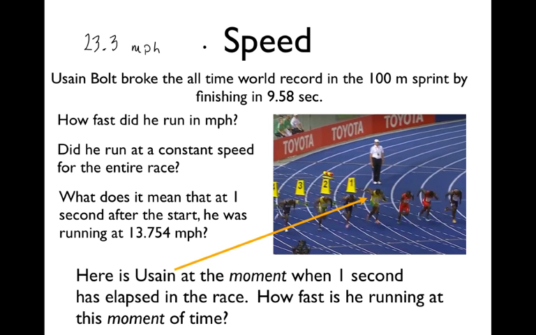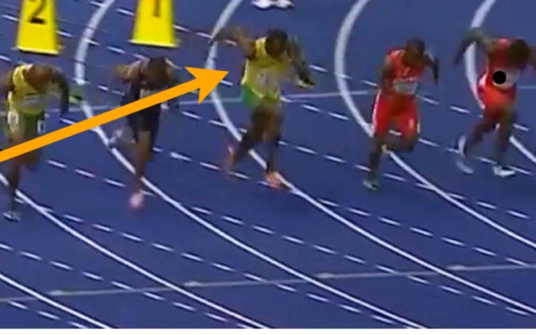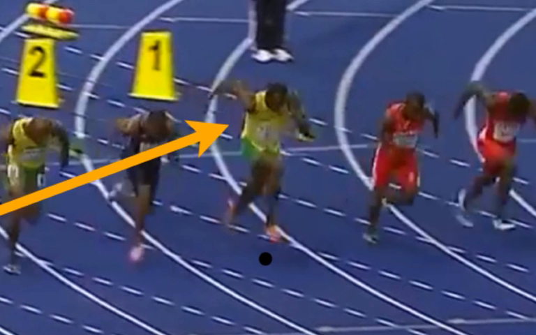So we want to consider this. Here's Usain at the moment when 1 second has elapsed in the race. How fast is he running in this moment of time? Let me zoom in now on that picture. If I were to zoom in on that picture, what do you see? He's blurry, right? So to talk about his speed at a particular time, we can't talk about it exactly at that time. We talk about what's called a moment of time. And a moment of time implies what? What are we talking about then?